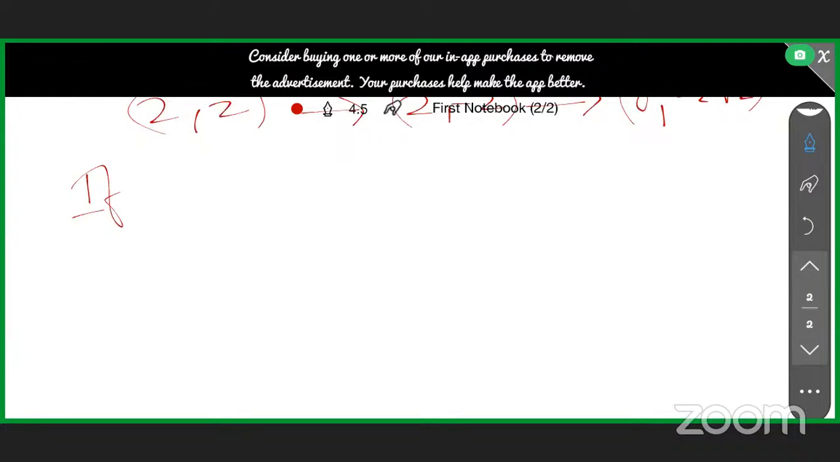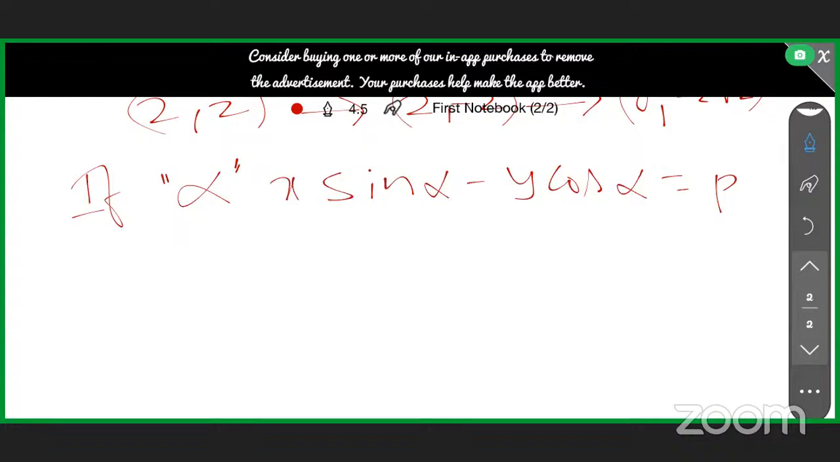If the axes are rotated through an angle alpha, then the equation x sin alpha minus y cos alpha is equal to p will get transformed into a new equation.